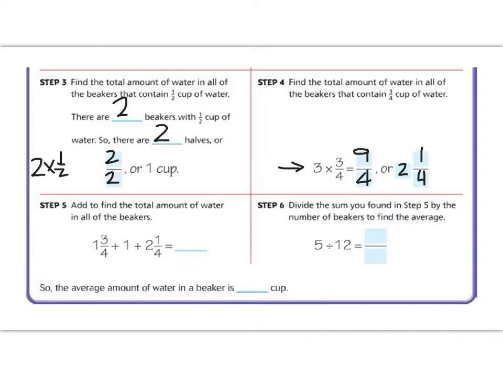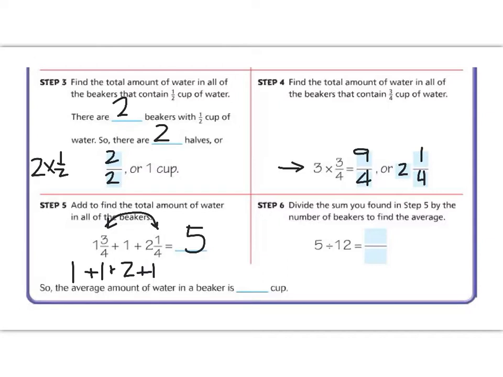Now step 5 says we want to take all of those totals that we found, the 1 and 3/4 from step 2, the 2 halves from step 3, the 2 and 1/4 from step 4, and add them together. So step 5 says add the total amounts. So if we change 2 over 2 into a 1, then we have common denominators. So let's add these numbers. Well, if I add 3/4 and 1/4, that gives me 1 whole. Plus 2, plus the 1 that's there, plus 1 more, so that gives me 1, 2, 3, 4, 5. So adding all together, I get the number 5.